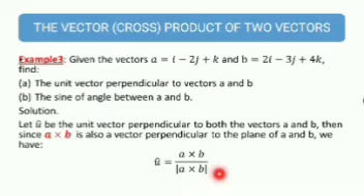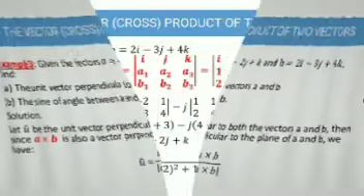So that is to say, the first assignment to find the unit vector is what? We find a cross b, then we find the modulus of a cross b. Then we divide a cross b by what? The modulus. Is that correct? Now let's see the solution here.